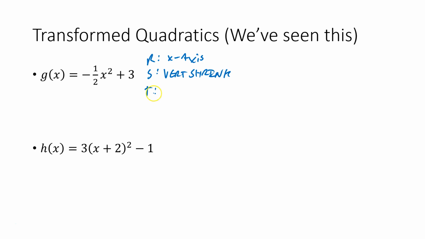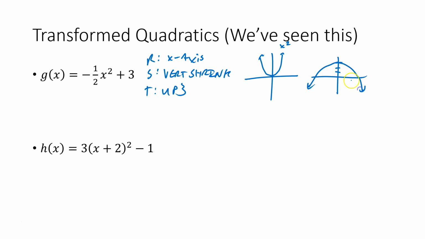And then our translation, we don't have anything with the x like we do down here, but we are moved up 3 by that plus 3 at the end. So if we start with a parent function that looks like this, x squared, we've flipped over the x-axis, so this guy's going to come down to the bottom. Then we've shrunk it in half, so instead of being like this, it's going to look wider. And then we have that plus 3, which will move it up 1, 2, 3. We're going downwards, and we're wider. So it looks something like that.